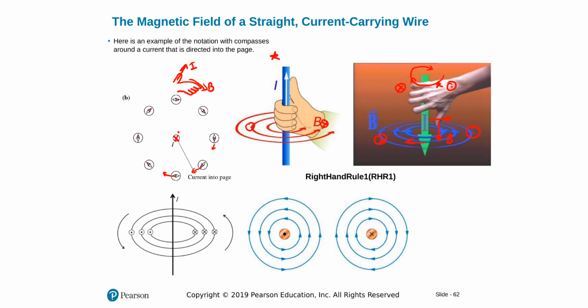Here are some more examples. Make sure you practice with your right hand rule to understand why these are the directions. Again, my four fingers are along the magnetic field direction. My thumb is along the current. Current here, notice, is out of the page.